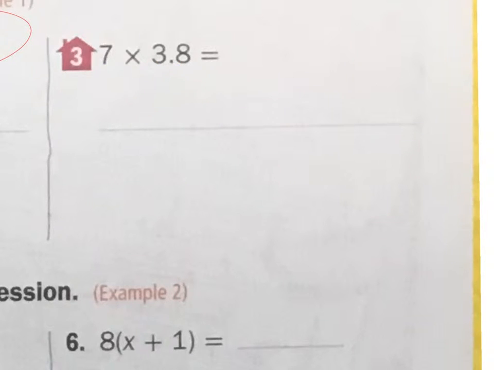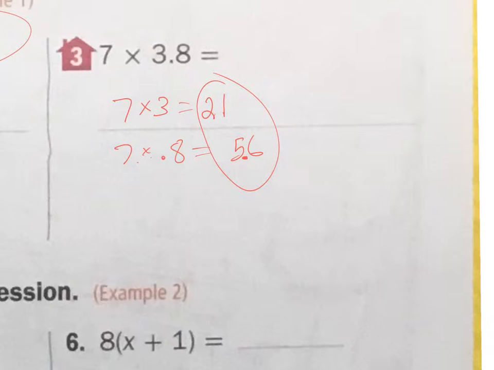Alright, kids, make sure you write clear. Okay, let me try that again. 7 times 3 equals 21, and 7 times 0.8 equals, 7 times 8 is 56, but there's a decimal point. Okay, now I can add these up pretty quickly. 21 plus 5 is 26, and then I put on my 0.6. So 7 times 3.8 is 26.6.